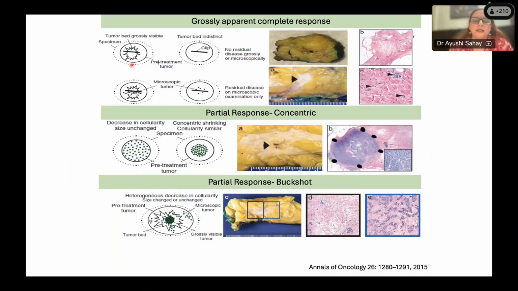So unless it has been marked for you, like with a clip or a marker placed in the tumor bed before treatment, in the gross it is very difficult for you to identify where the tumor bed is. So you need to correlate well with the pre-chemo findings of the mammography, radiography, and the clinical findings to identify where in your specimen you are going to have the residual tumor bed.